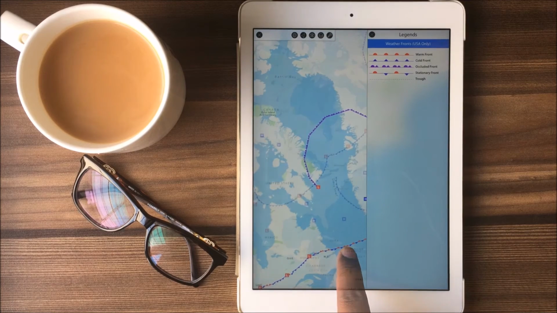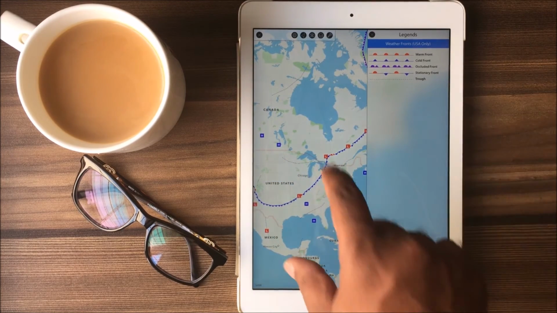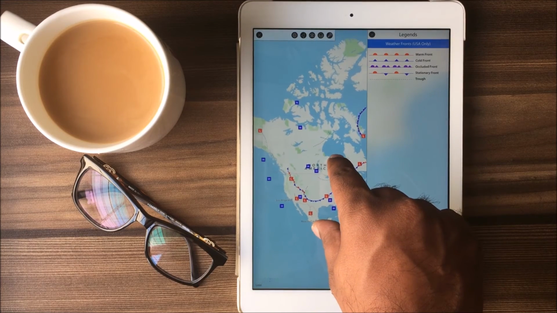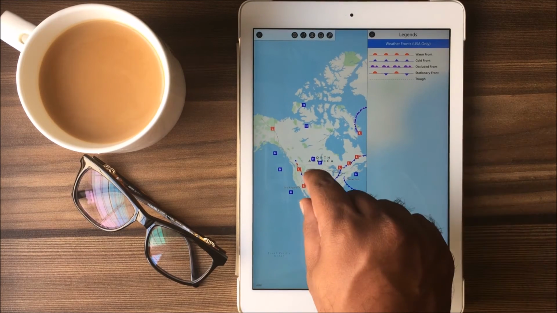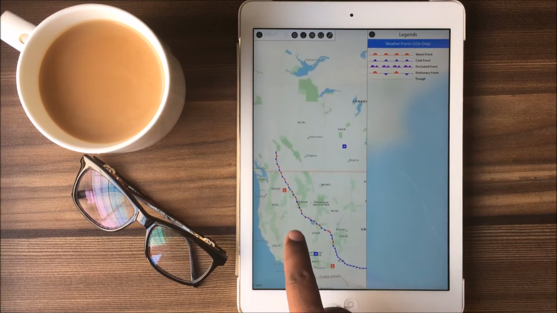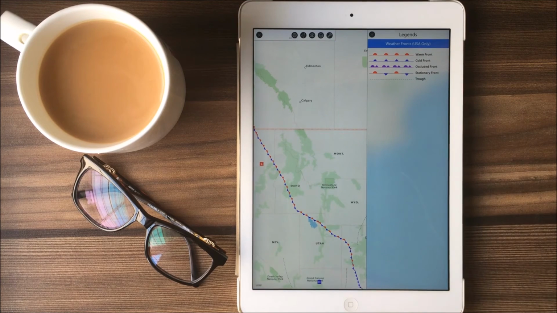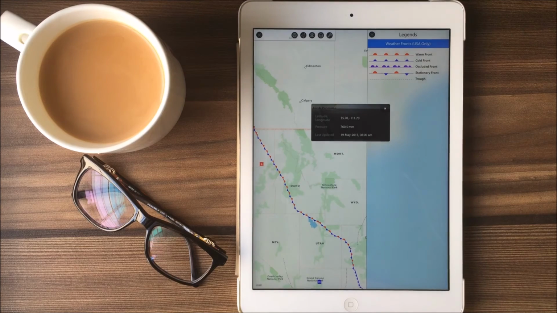Now we head on to stationary fronts. Stationary front is the separating boundary between two different masses of air which are not moving. Weather remains clear to partly cloudy along such fronts. These are represented by interchanging red semicircles and blue triangles. And we can also find out the coordinates and atmospheric pressure of this location as well.